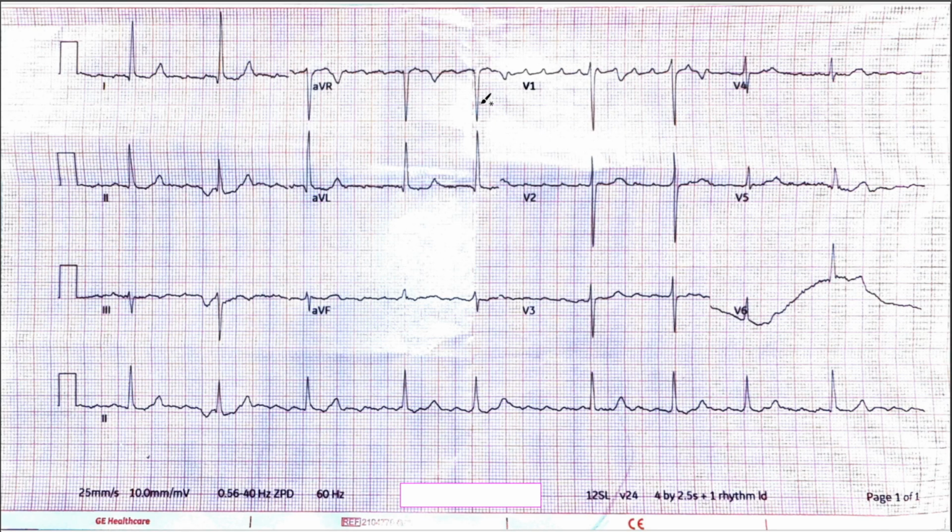All right, again, going back to basics, what stands out? Look at this. Look at these. Look at all these P waves, right?